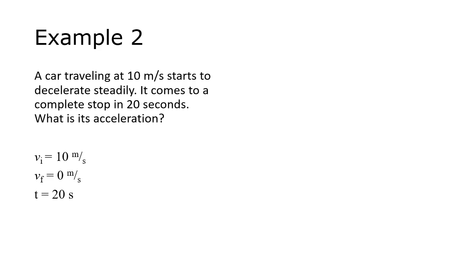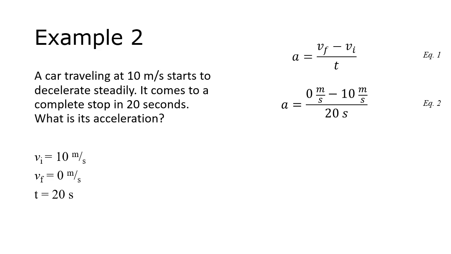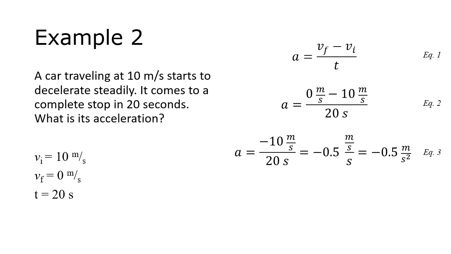the equation we need, equation 1. Substituting in our known values gives us equation 2. From there, we simplify. 0 meters per second minus 10 meters per second is negative 10 meters per second, divided by 20 seconds is negative 1/2 a meter per second per second. The average acceleration for the car is negative 1/2 a meter per second squared.